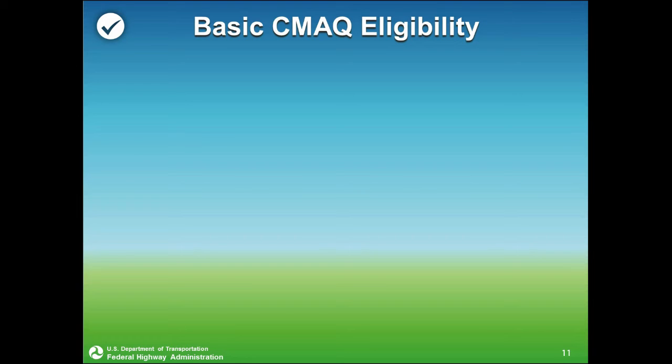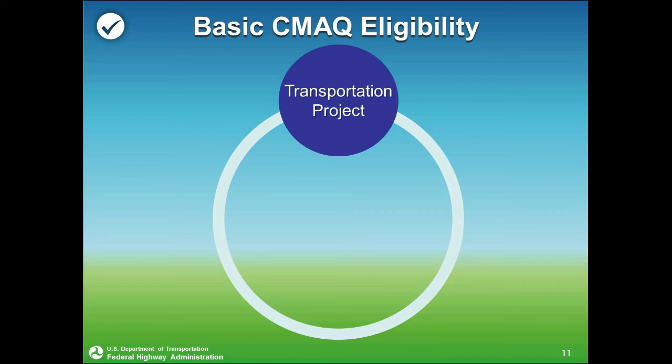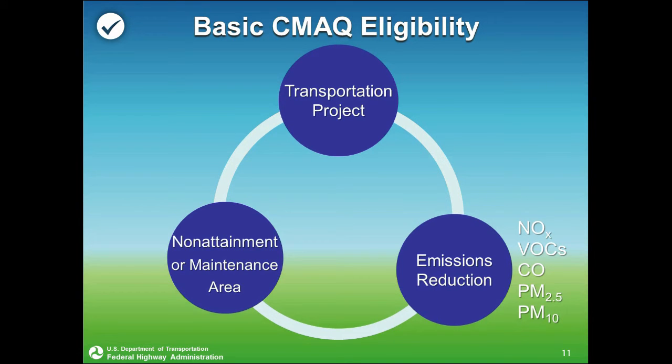All CMAQ projects must meet the following 3 criteria. It must be a transportation project. It must generate emission reduction in one or more of the following pollutants: NOx, VOCs, carbon monoxide, PM 2.5, or PM 10, and it must be located in or substantially benefit a non-attainment or maintenance area. For states without any non-attainment and maintenance areas, CMAQ funds can be used to support projects anywhere in the state that meet CMAQ or Surface Transportation Program eligibility requirements.